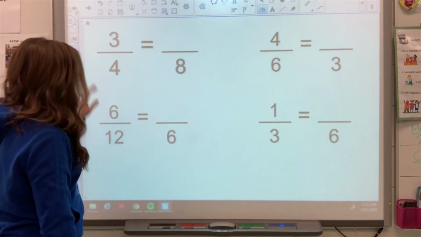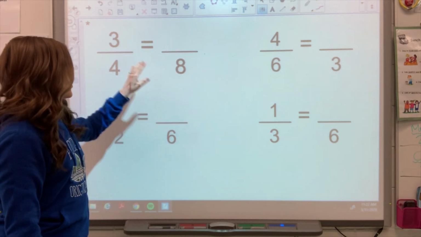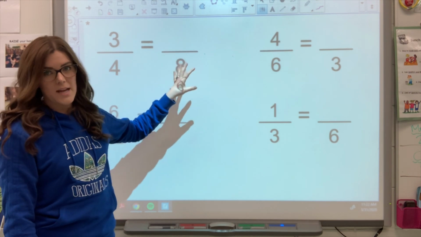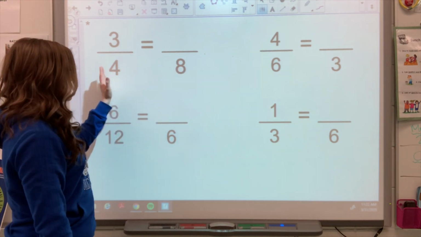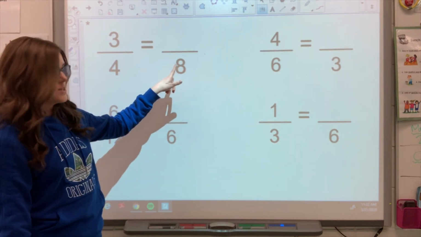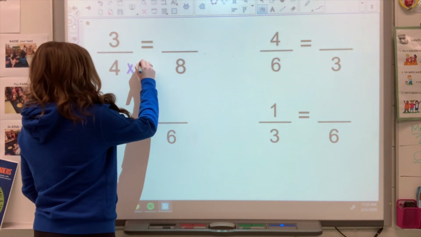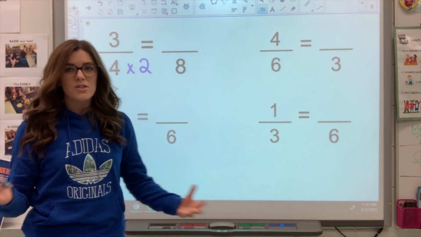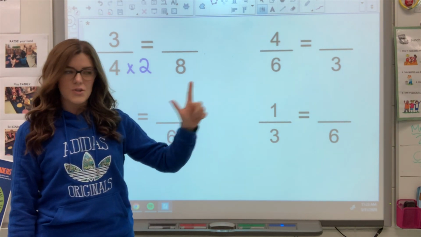Okay, here we go. So we're comparing 3/4 to something over 8. So we don't have our top number here, we only have our denominator. So I'm gonna look 4 to 8. So we're getting bigger, so that means we're gonna be multiplying. So 4 times what equals 8? I know my facts, I have them memorized, so I know right away 4 times 2 is 8. And if you don't have your facts memorized, then you can just skip count. 4, 8, so that's 2.